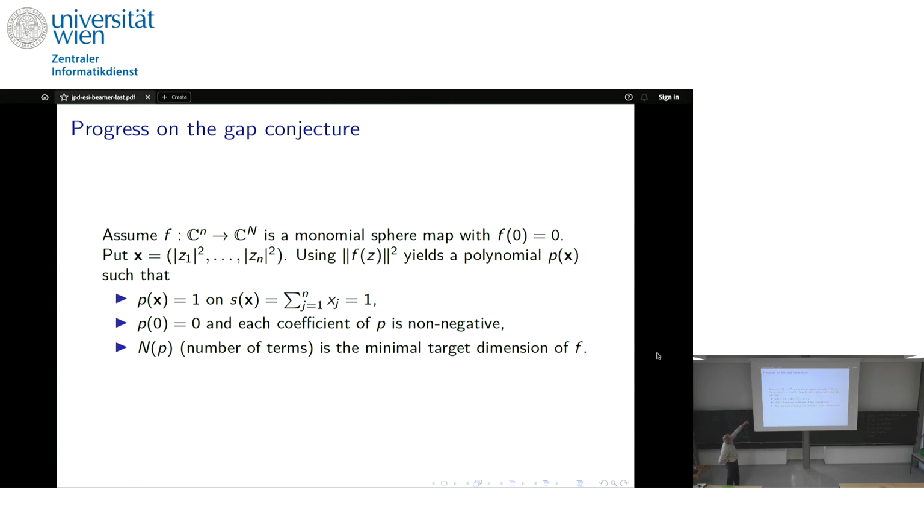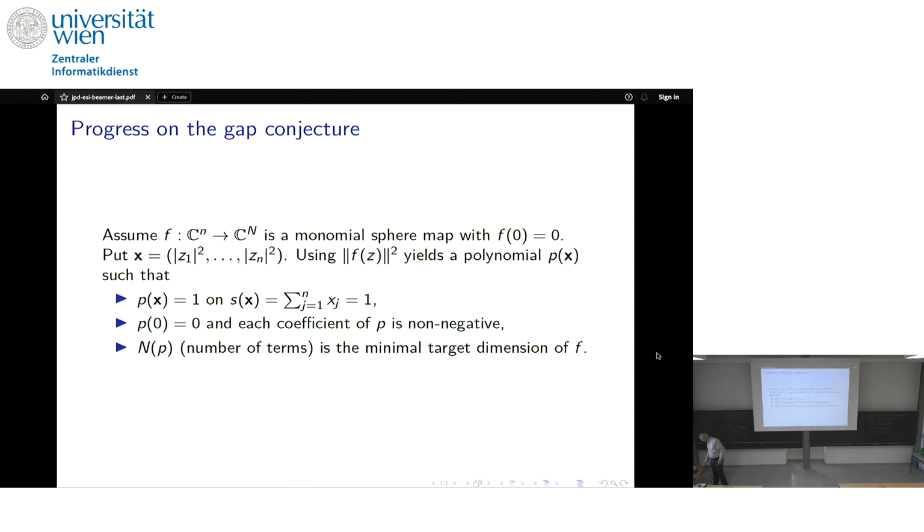When you take the squared norm of the map, you get a polynomial in the underlying variables x. That thing's called the moment map if you want to be pretentious. You just list the absolute values squared of the variables. Then P of x is 1, and S of x equals 1 is the same thing as saying the underlying F maps the sphere to the sphere. The advantage of this is that all the coefficients are non-negative, and the target dimension is trivially computed as the number of terms. So there you see where all the combinatorics is going to come from.